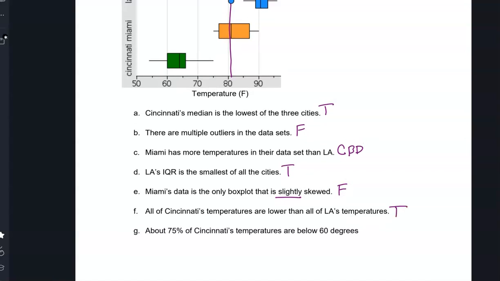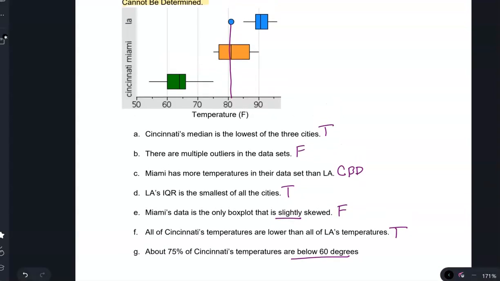About 75% of Cincinnati's temperatures are below 60 degrees. Okay, so 75% would be my Q3. Here's my Q3. It's not below 60 degrees. That would be 25% below 60 degrees, because that's my Q1, so that is false.